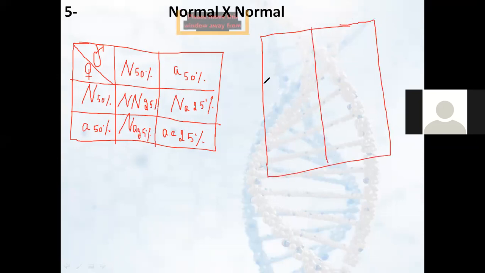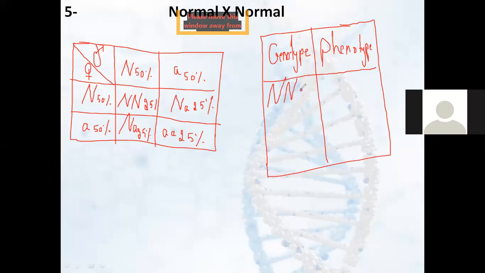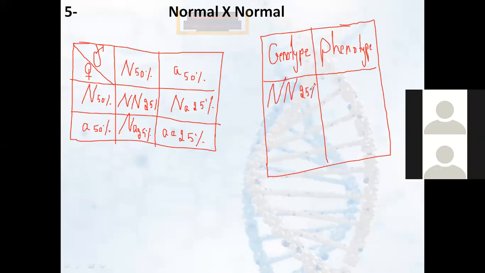Table of results. All of your work here, the table should be in pencil and ruler, but you can fill it using a pen. This is the genotype, and here we have the phenotype. So we move to the genotypes. We have NN at 25%. We have an NA here and we have an NA here, so we write it as 1 and we add the percentages: 25% plus 25% will be 50%.